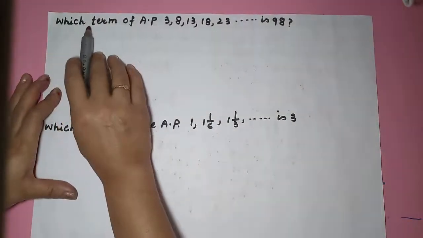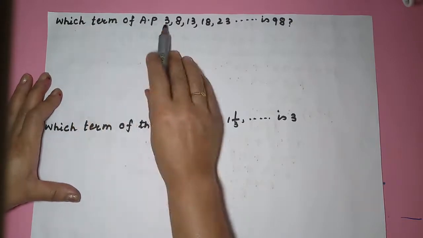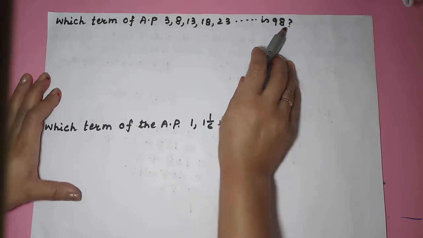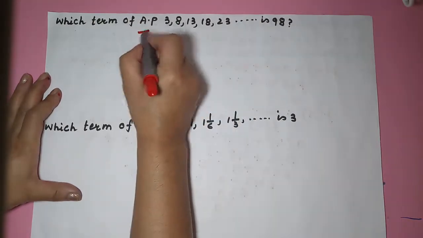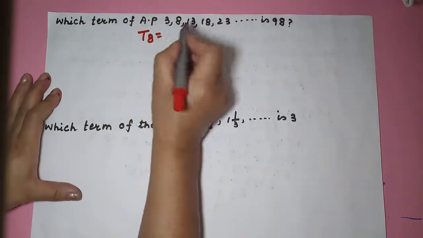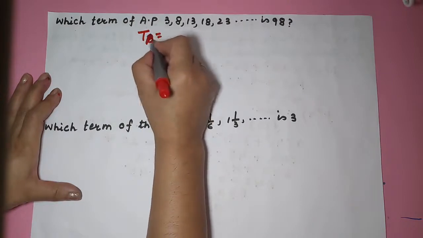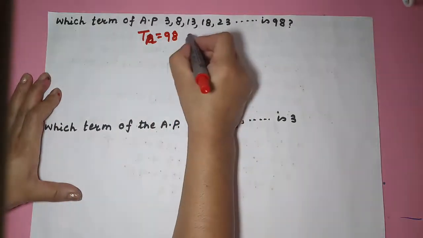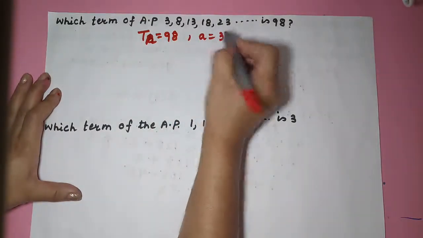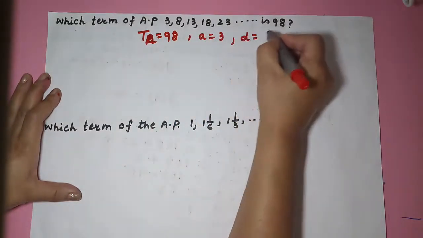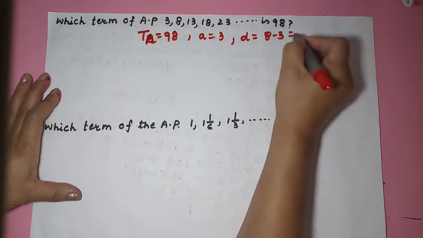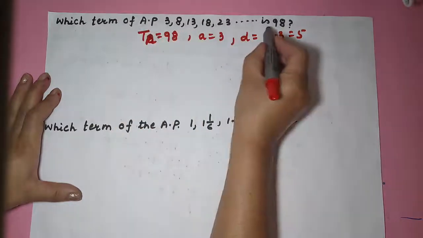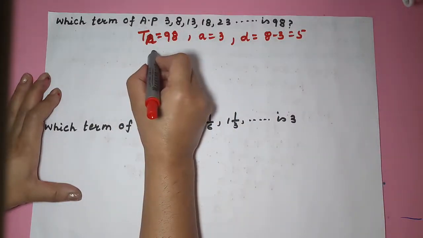Now, in this he wants us to find out which term of the AP is 98. Actually, a similar kind of question here also. We have Tn equal to 98, right? Now, how much is my A? A is 3. How much is my D? D is 8 minus 3, which is 5. So, how do I calculate n? Which term is 98?